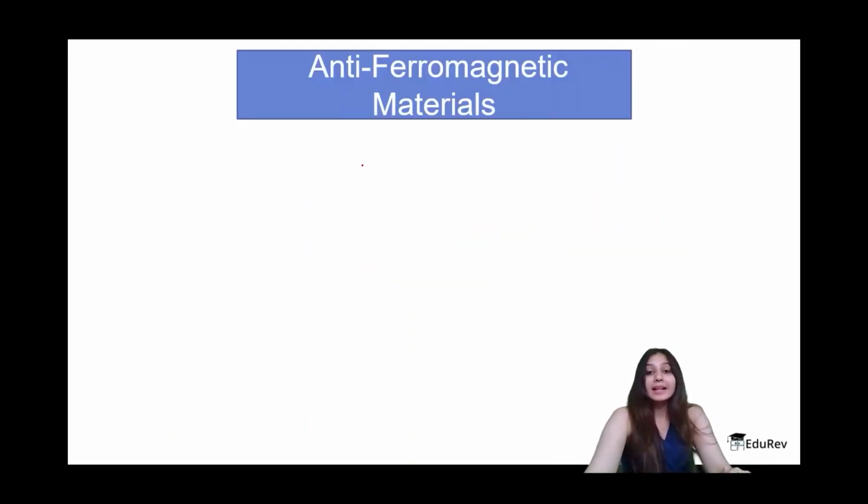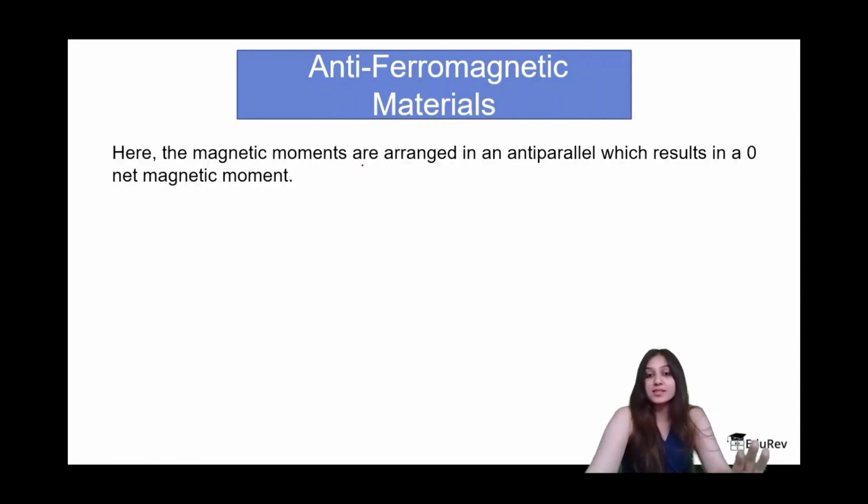Now we have anti-ferromagnetism. What is anti-ferromagnetism? So as the name suggests, okay, there's something anti going to be about these ferromagnetic substances. Now here the magnetic moments are arranged in anti-parallel direction, which results in zero net magnetic moment.